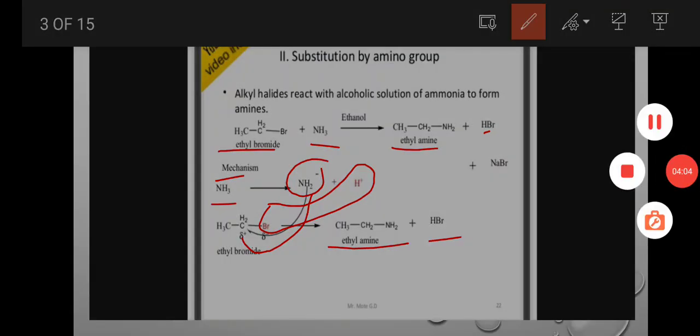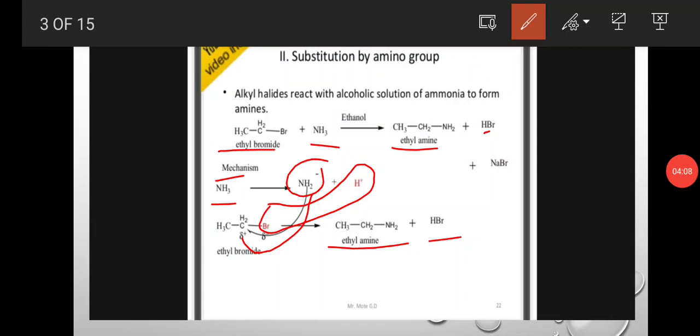Okay, this reaction is called substitution by amino group. In alkyl halides the halogen is substituted by the amino group. What is the reaction here? Alkyl halides react with alcoholic solution of ammonia to form amines.